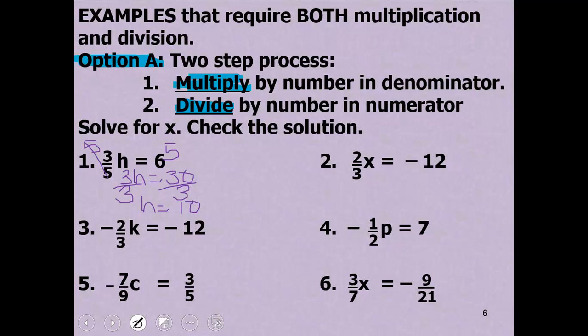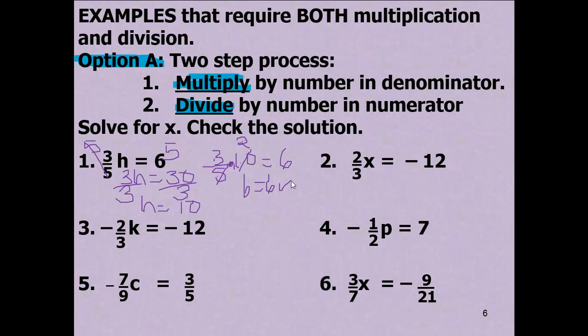If I check it, I get 3/5 times 10 and that should equal 6. I'm going to cancel the 5 and the 10, that gives me 2. 3 times 2 is equal to 6. 6 equals 6, and it checks. Why don't you hit pause, try number 2, and come back and see if you got the right answer.